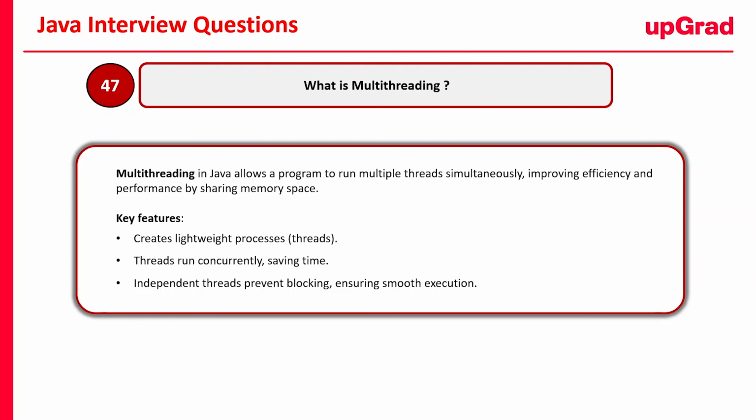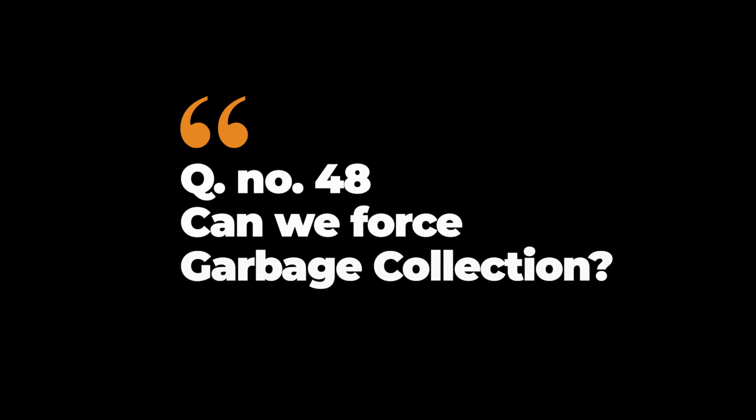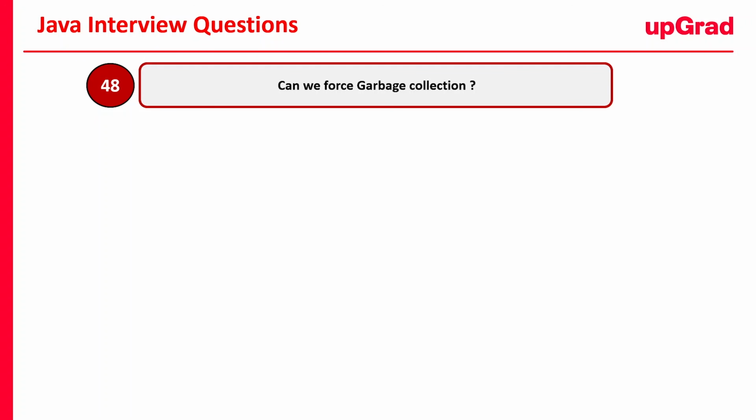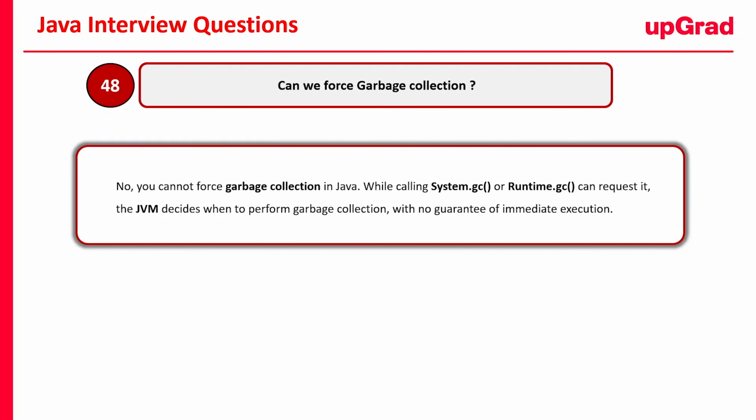Now coming to the next question, which is question number 48. Can we force garbage collection? So when you're asked if we can force garbage collection in Java, the interviewer is trying to test your understanding of Java's memory management. So the answer is no. Garbage collection in Java is an automatic process handled by the JVM. While you can request garbage collection by calling System.gc or Runtime.gc, you cannot force it to happen. The JVM will decide when to perform garbage collection, and there's no guarantee that calling these methods will immediately trigger it. Alright, simple as that.